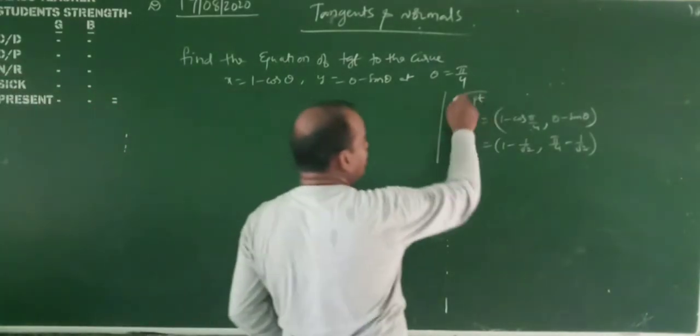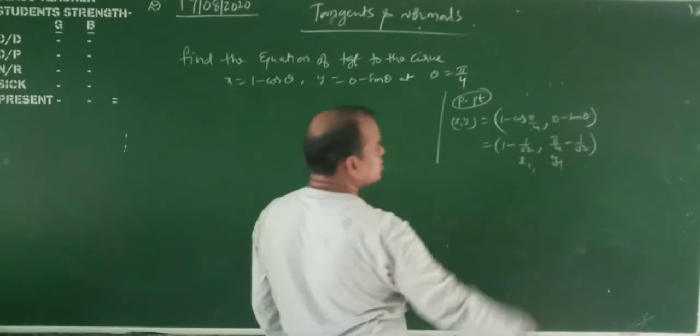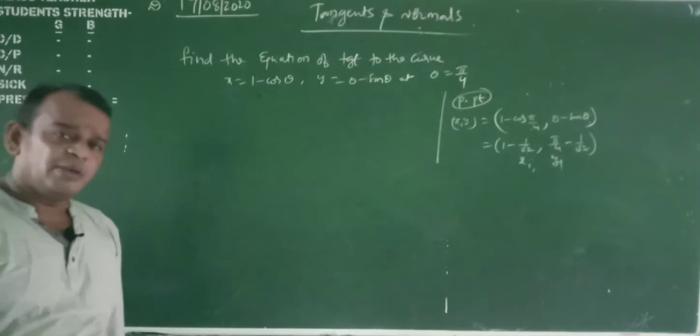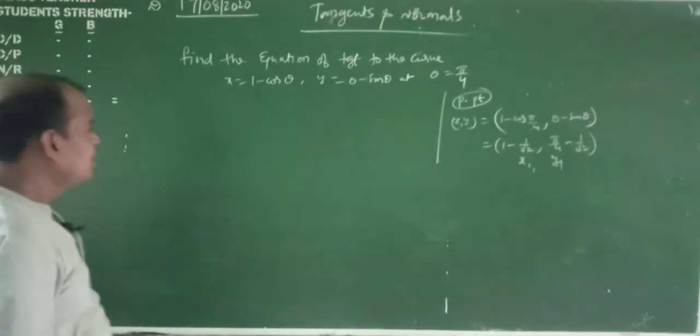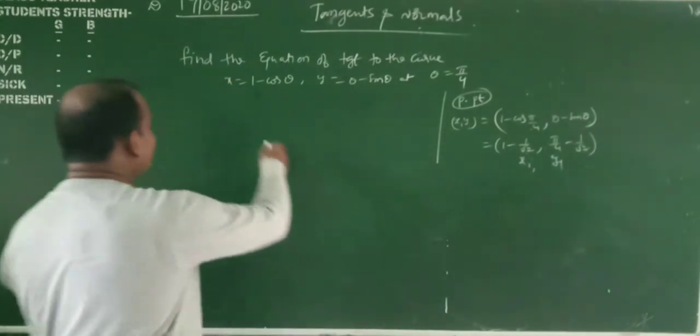What is the point? Parametric point means x comma y, that equals this one. This point is x1 comma y1, which can be any point on the curve. Okay. Now we can find the slope. How to find the slope? You know that. Now dx by d theta.